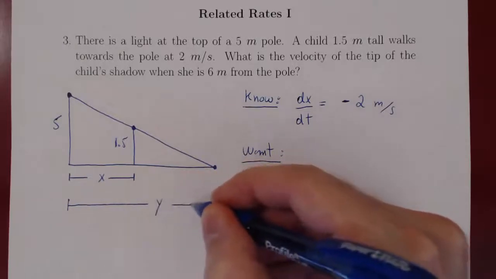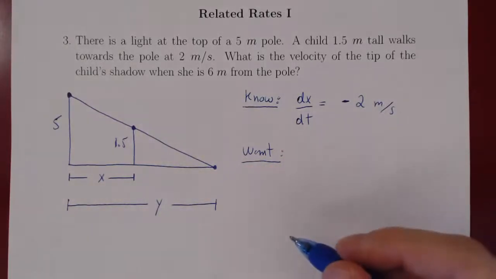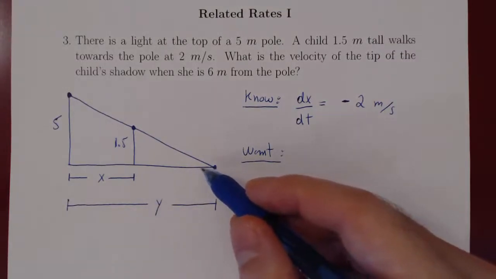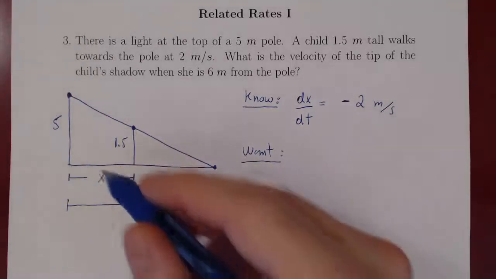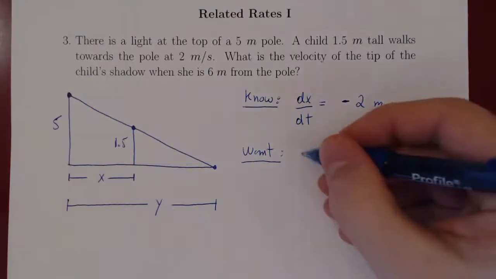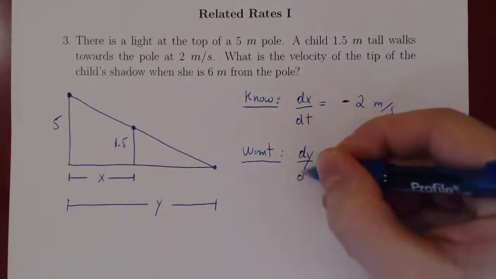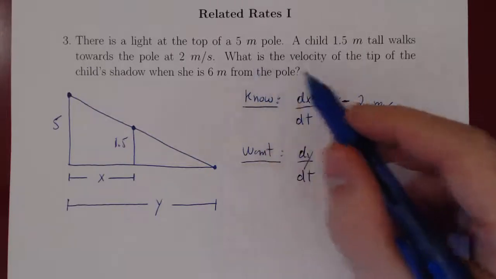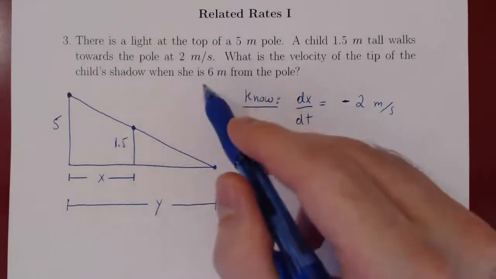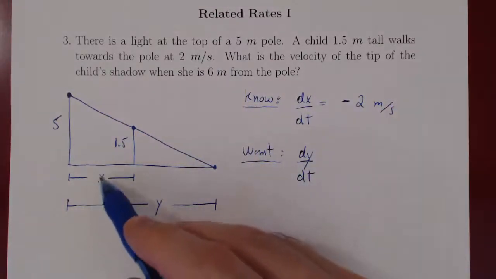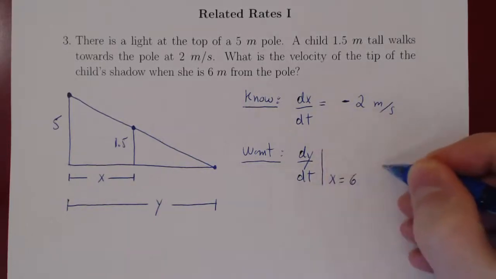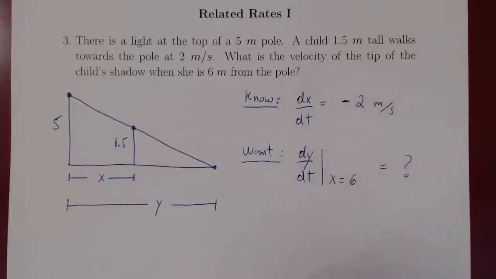This is a variable, call it y. And now, the rate of change of y as a function of time will give you the velocity of the tip of the child's shadow because the reference point, being the pole, is constant. And now we have what we want. So dy over dt. But be careful, we want the velocity of the tip of the child's shadow specifically when the child is 6 meters from the pole. Therefore, when x is equal to 6. And now that's what we want to find.